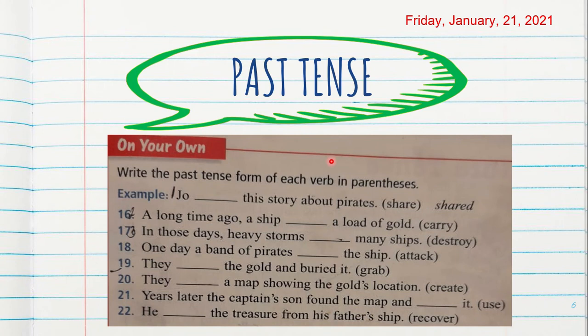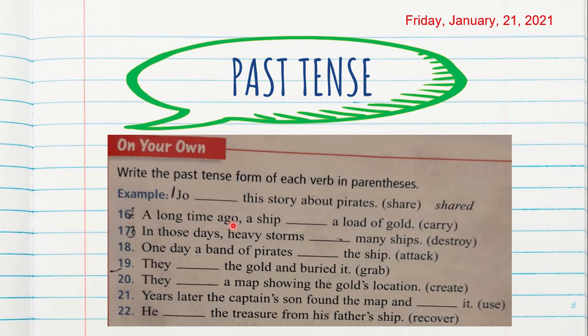Activity 2. Write the title and the date. Write the past tense form of each verb in parentheses, okay? Number one is done already. Joe blank this story about pirates. Now, the word share and the past tense of this verb is dropping the E and adding ED. And the verb form in past is shared. So you will say, Joe shared this story about pirates. So you have to follow the same instructions on the box for forming past tense, okay?